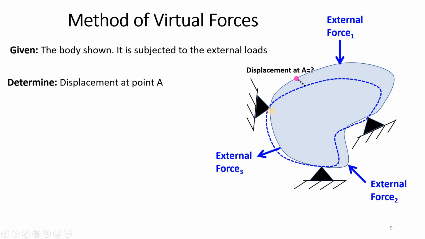But in other cases, the body will have displacements, and you can consider displacement at any point wherever you are interested. Let's say we are interested in finding displacement at A, maybe in horizontal direction, maybe in vertical direction, maybe in any arbitrary direction, let's say this direction. So this is the problem statement. How would we use the method of virtual forces to calculate this displacement at A? This is the objective.